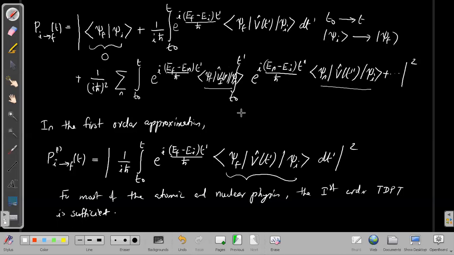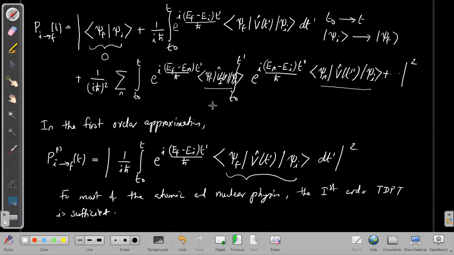Okay, so in case of quantum optics, you might have heard about the two photon process. That kind of phenomena, the absorption of two photons, would happen if you are going for the second order perturbation theory. In the first order perturbation theory, it is just a direct transition. There is no intermediate state.